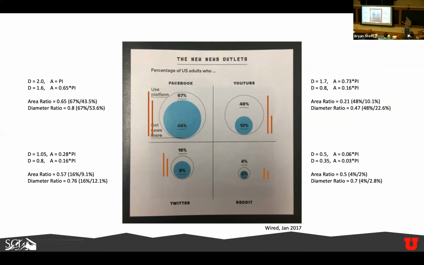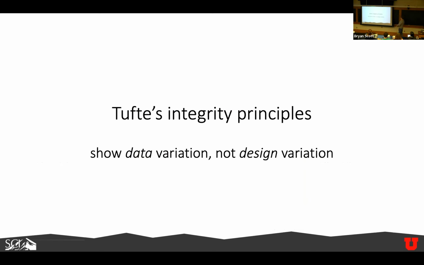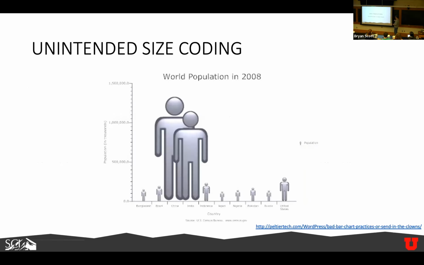It's easier to specify the radius of a circle than to specify the area of a circle when you're drawing a circle. There's a lot more math involved. And as we discussed, a bunch of computer scientists don't like math. Okay, so showing variation in data, not in design.